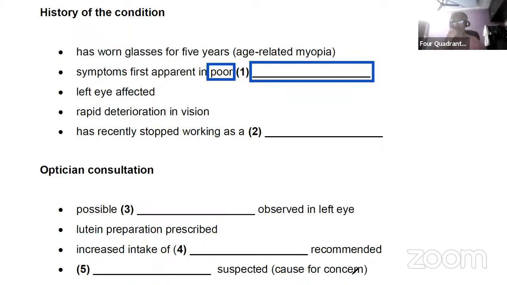Poor symptoms. Yeah, come on, write down. Symptoms are already there. Mageshwari, you cannot write symptoms because symptoms are already there. Symptoms apparent in poor symptoms is not fine, right? Yeah, Geneva, thank you for being obedient. Poor environment, poor surroundings, poor ambience, poor light, poor vision, poor situations, poor conditions, anything, whatever you feel, you can write there.